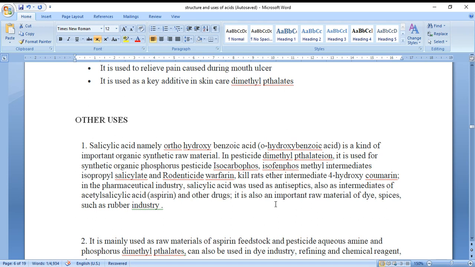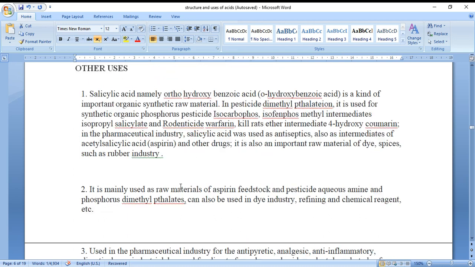Don't write all the uses just because you think every compound has bactericidal, fungicidal properties. Don't think like that, and don't write whatever you feel, because some compounds may not have those types of properties. Otherwise it shows that you don't have any knowledge and you're just writing what you feel. So you have to remember some of the important uses of any compound.